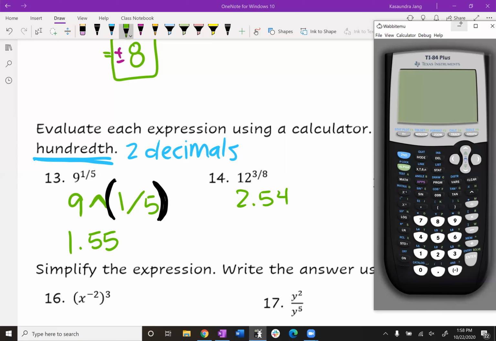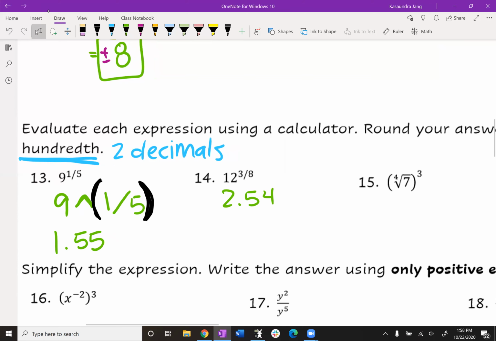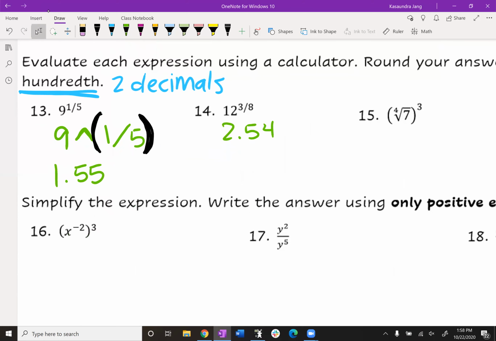Oops. Come on. Sadie, you there? All right, go ahead and put this in your calculator, see what you get.